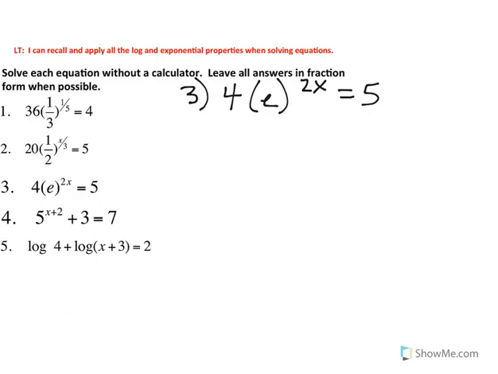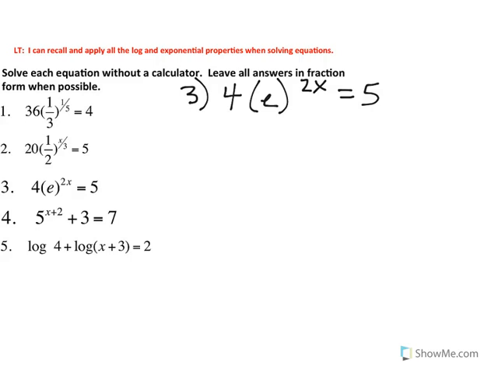Number 3, if I read it, it is 4 times e to the 2x power equals 5. And as I'm reading that, I'm recognizing that it is an exponential equation, which means, okay, first step is always get rid of the constants or coefficients, but then my two methods are get the bases on either side to be the same or take the log of both sides. We'll see which one we have to do once we get this cleaned up a little bit more.